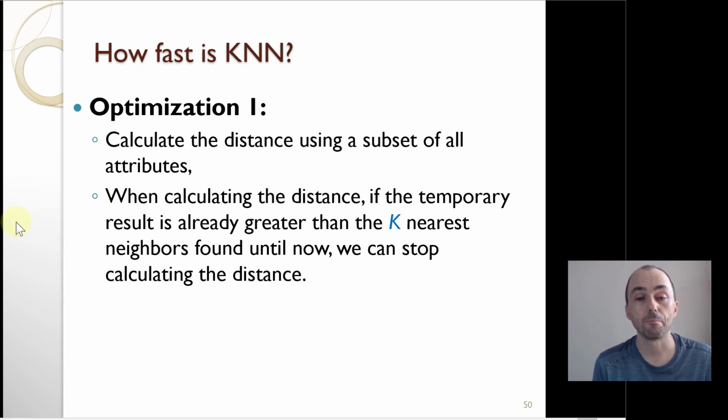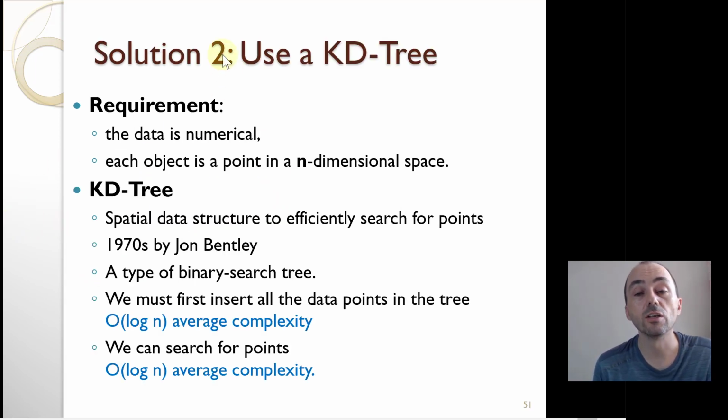Another optimization is to use a special data structure like the KD tree. I will not explain it today, but if you are interested, you can look it up. A KD tree is a kind of binary tree, and you can search for the K nearest neighbors very quickly, without looking at all the data points. So if you use the right data structure, you can also make this much faster.